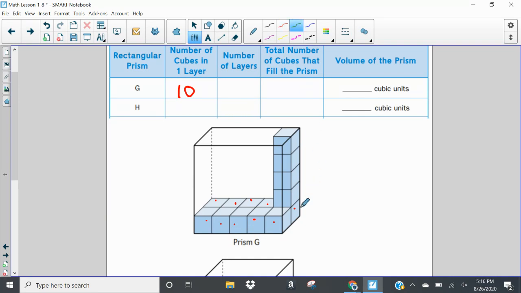How many total layers are there? Well, how many floors are there in this building? 1, 2, 3, 4, 5. So the number of cubes that will fill this prism, all you have to do, we did the area of the base times the height. So 10 times 5 equals 50. So what's the volume? 50 cubic units. Okay, so first, what did I do? I found how many are on the first floor, how many rooms are on the first floor there, and then how many floors there are. Okay, and you multiply that. Area of the base times the height.